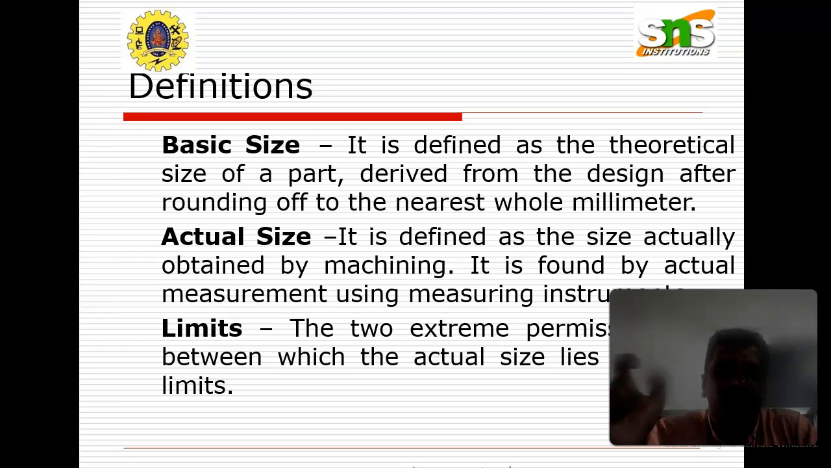Whatever dimension is given in the design, the same dimension should be obtained, and that is the actual size. The last one is the limits. The two extreme permissible sizes between which the actual size lies are called the limits. So those are the extreme permissible sizes.